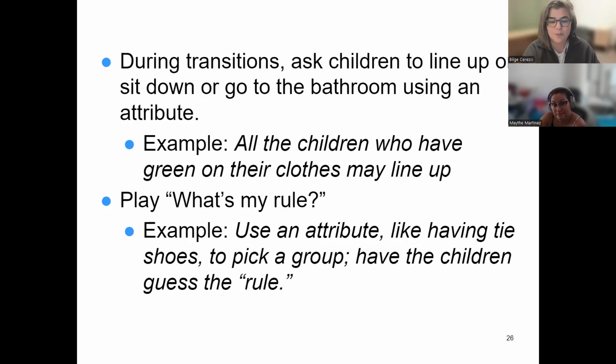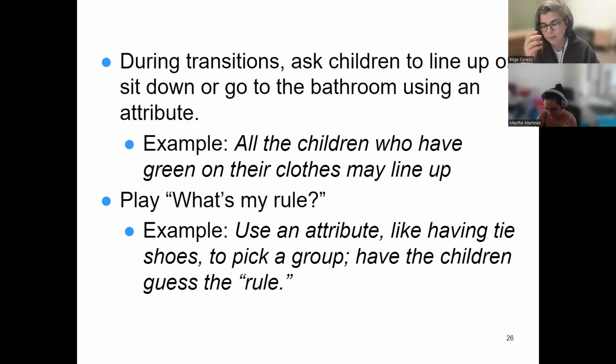You can incorporate sorting into your daily routine too. Maybe you're moving from one room to another. You can ask children to line up by the length of their hair, like the shortest at the front, the longest hair at the back, or maybe by height, so you're incorporating this ability even in your routines and things like that.